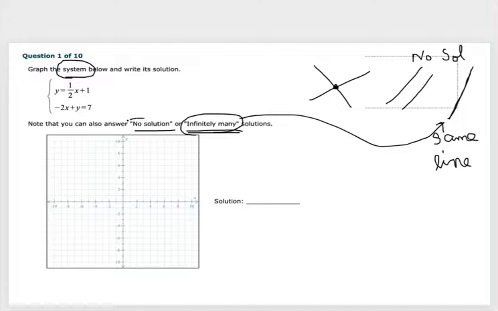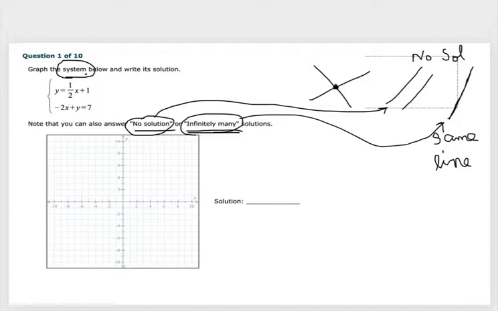And no solution means that they are parallel lines. The only ones that have a solution are two lines that cross in one point. So now, how do we figure out this?